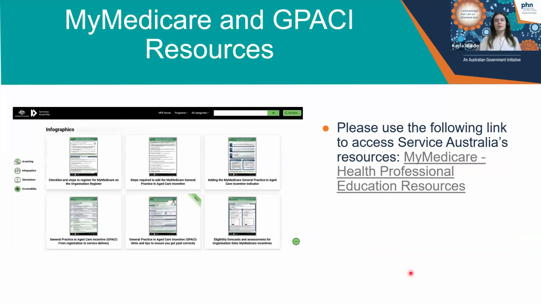I also just wanted to draw your attention to some resources that are available on Service Australia's website. They actually have a lot of resources there for MyMedicare and the General Practice and Aged Care Incentive. They have some infographics that are quite broken down into specific steps and are very simple and easy to follow. But they also do have some simulations where you can click through and go through the steps, either for registering patients or for checking the payments or the eligibility. So there's a lot of really good information there. If you'd like to have a bit of a refresher after today, then I'd really recommend having a look on there and seeing if you can find some information about what you need.